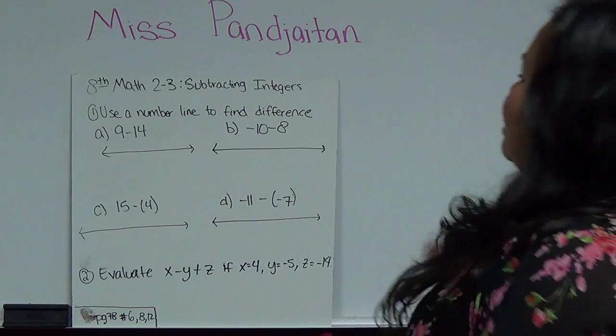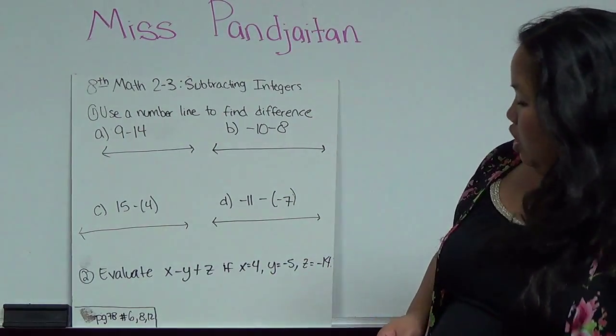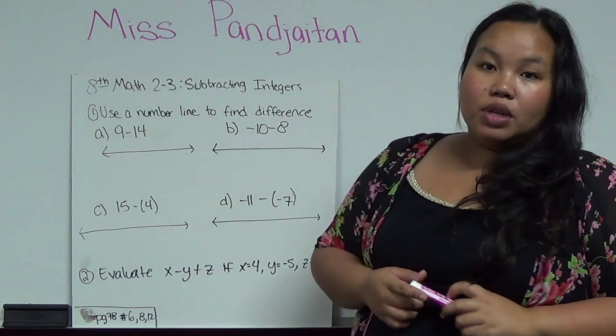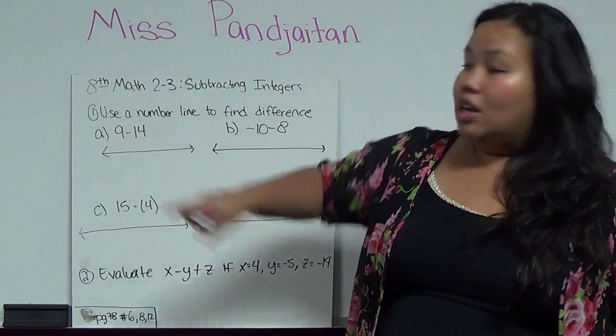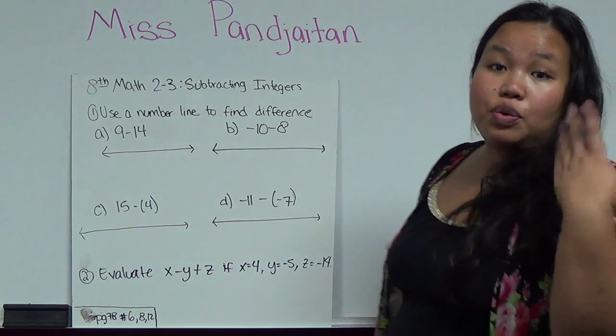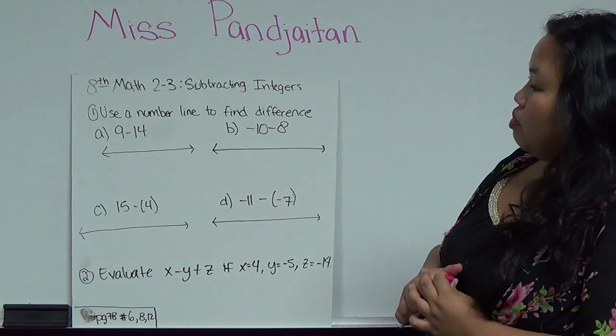Hi guys, section 2-3 of 8th grade math, we're dealing with subtracting integers. It's pretty straightforward. We're going to use the same method we did for adding, the number lines. And again, the book has rules if you would like to memorize those, but the number line works just fine.